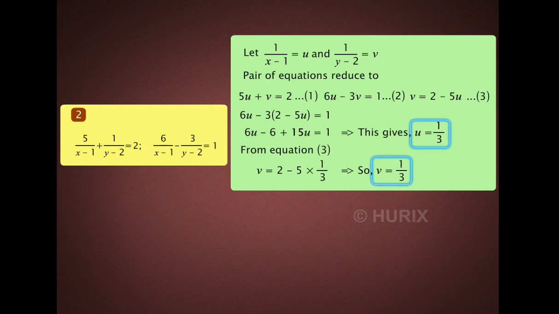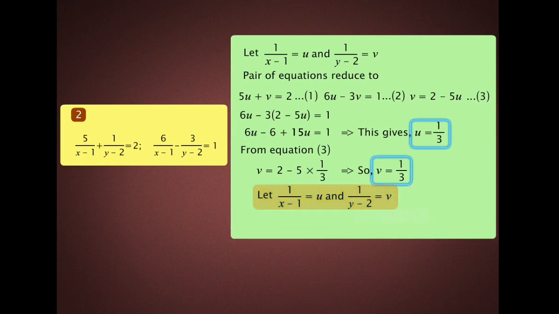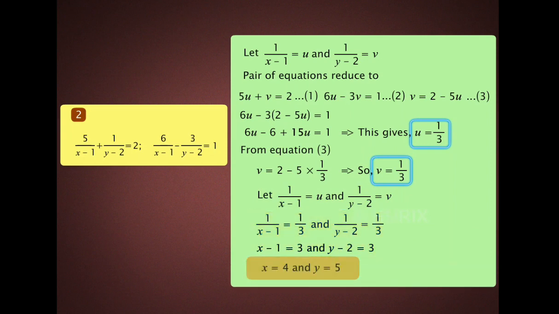3 only. We know that 1 by x minus 1 is equal to u and 1 by y minus 2 is equal to v. We substitute the values of u and v to get the values of x and y, respectively. So, we get x equal to 4 and y equal to 5.